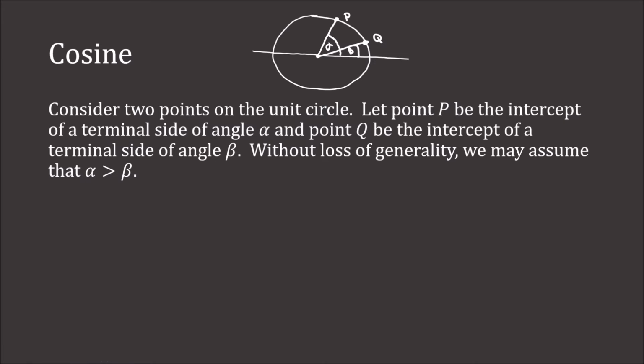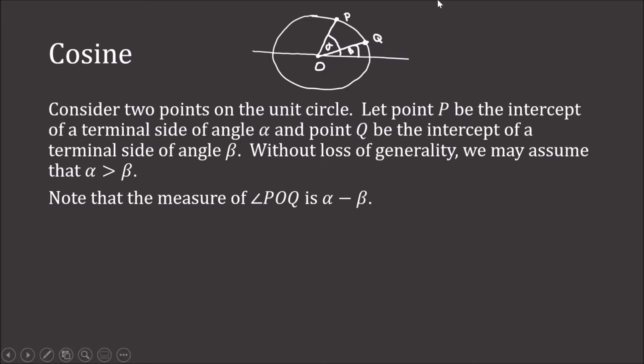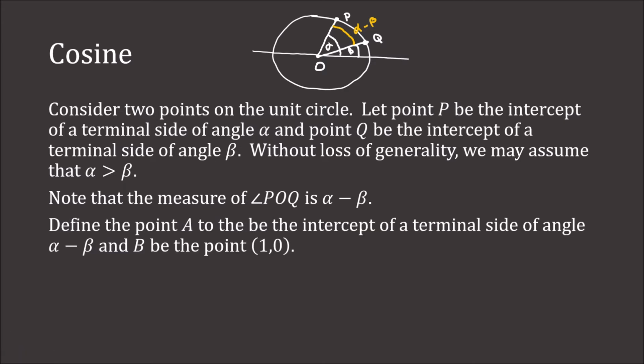Now, note that the measure of angle POQ is alpha minus beta. So this is O right here. That's the origin, right? So it is the alpha minus the smaller beta, right? So that is, let's use a different color. So that is this angle right here. That's alpha minus beta.